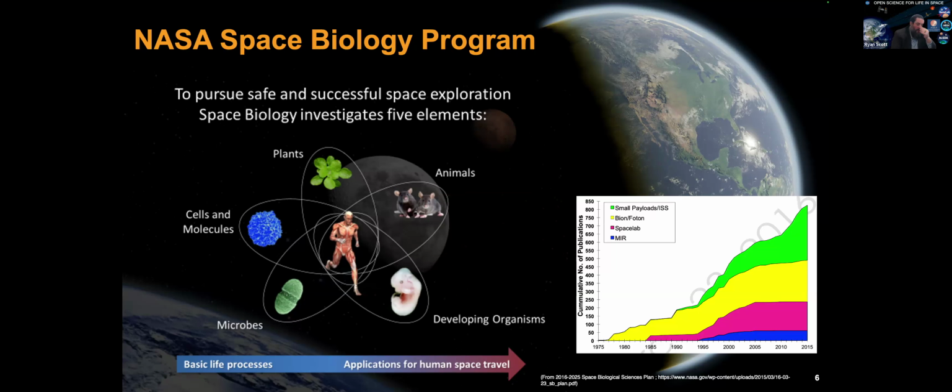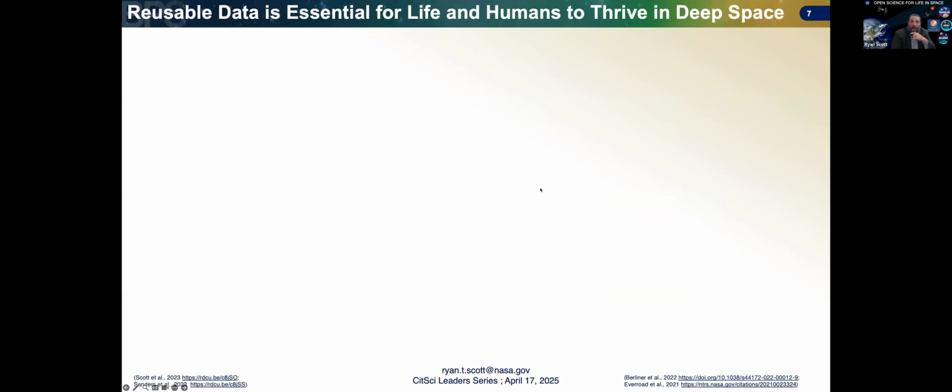This graph's not too important, but it shows you historically from 1975 up to 2016, the series of publications that have been consistent over the decades and a real wealth of knowledge garnered from them. And so I want to come back to the data question.